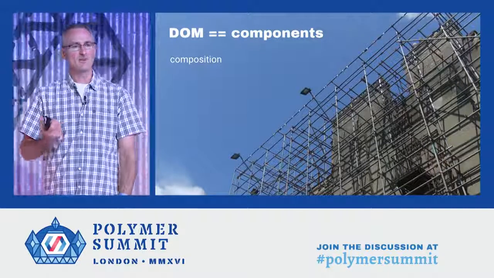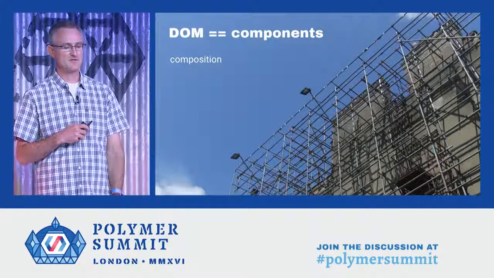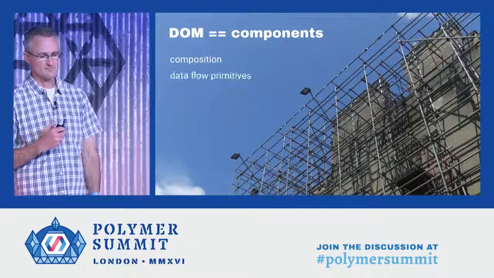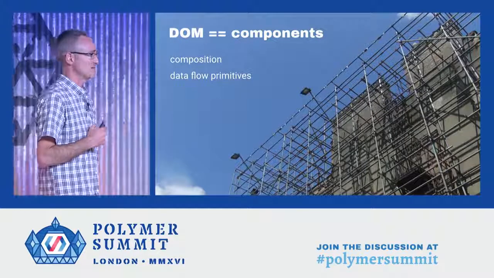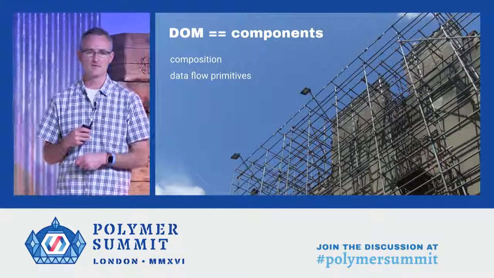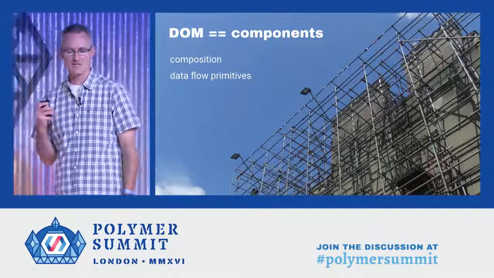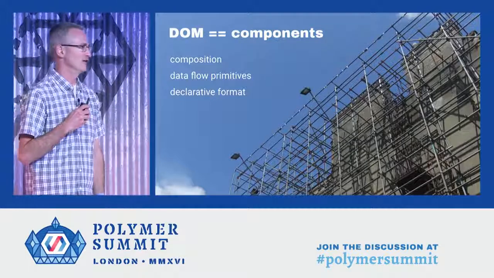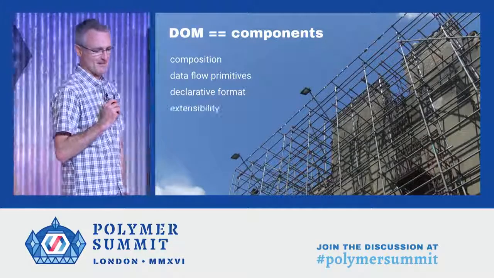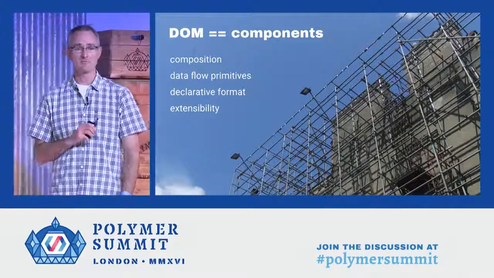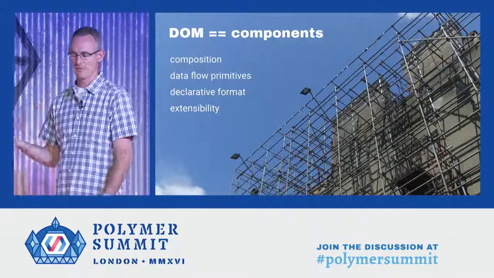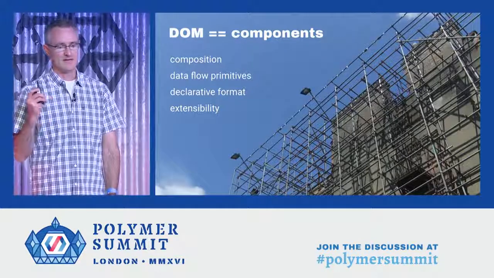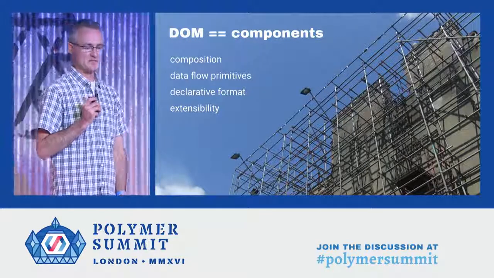So the DOM really has all the pieces of a basic component model, if you think of it. It gives you composition, letting you assemble views and apps from basic building blocks. It has some basic facilities for moving data around in the form of attributes and properties and events. It has a native declarative format that you may have heard of called HTML. And critically, extensibility. So with web components, for the first time, developers have the ability to extend the semantics of DOM. And that is really the missing piece to the puzzle.